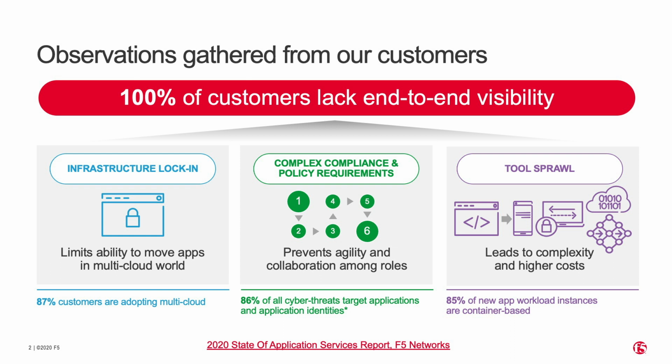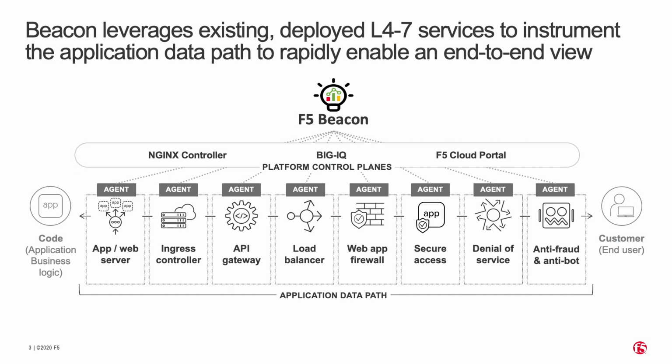Beyond just day-to-day operational visibility, we've also found that this lack of visibility directly impacts your ability to solve challenges around multi-cloud deployments, infrastructure lock-in, security and policy compliance, and tool sprawl. Beacon helps to solve your visibility challenges by turning your existing deployed F5 hardware, software, and instances into agents that provide a deep level of layer 4 to 7 telemetry.